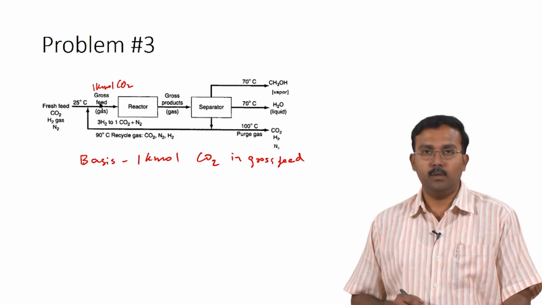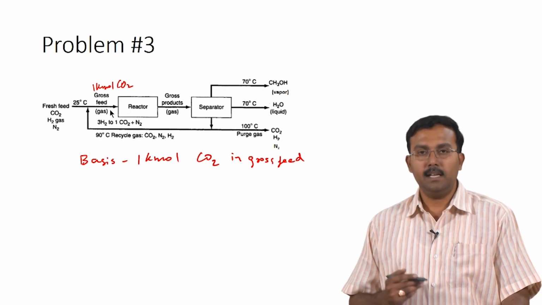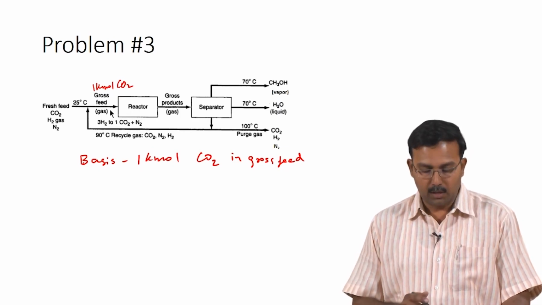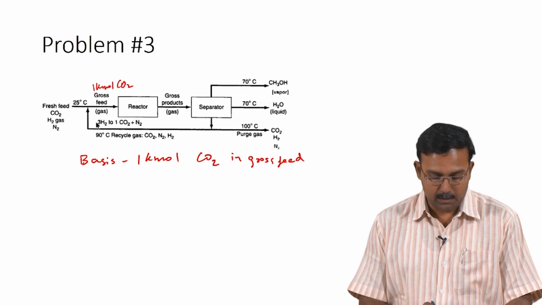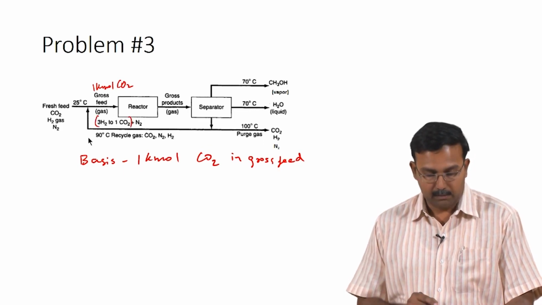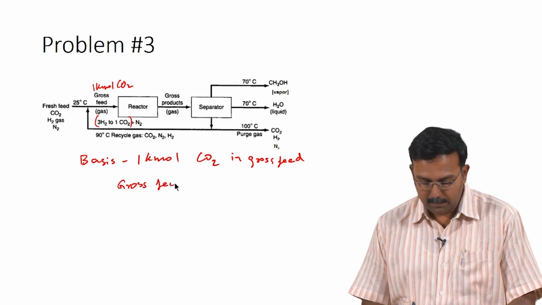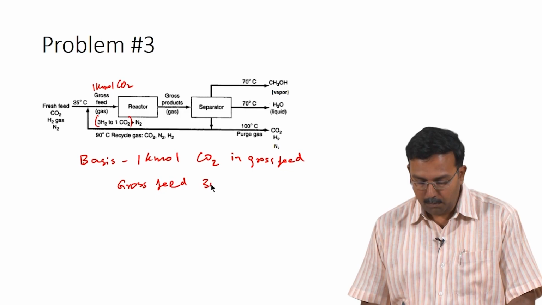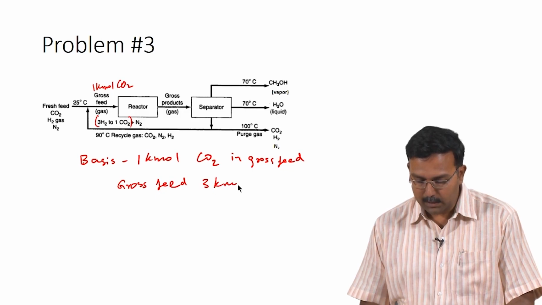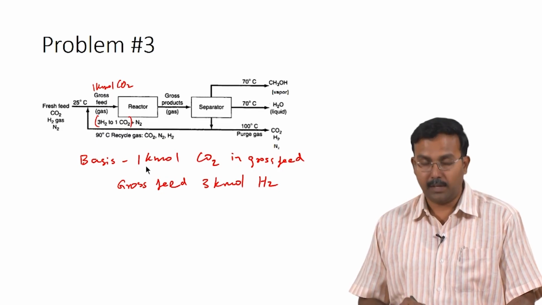So, we have also been told that the feed which is entering the reactor contains stoichiometric ratio of CO2 and hydrogen, which is 3:1. So, which has also been given to us. So, now that we have that information, it would mean that the gross feed actually would contain 3 kilomoles of hydrogen as well. So, you have 1 kilomole of carbon dioxide and 3 kilomoles of hydrogen.